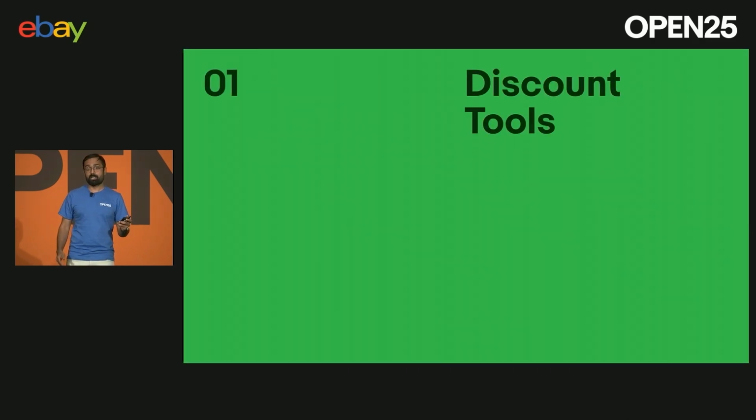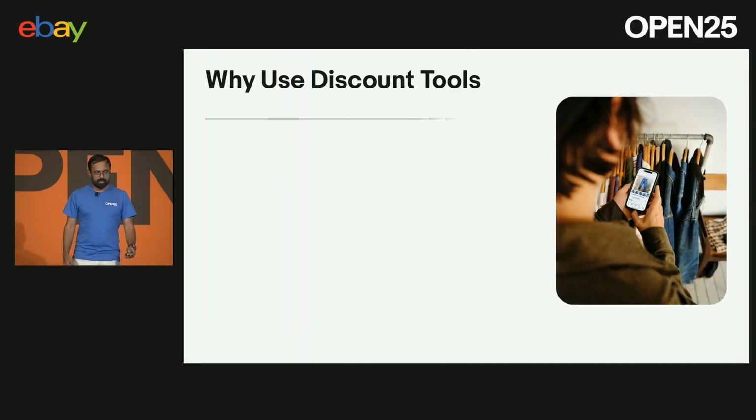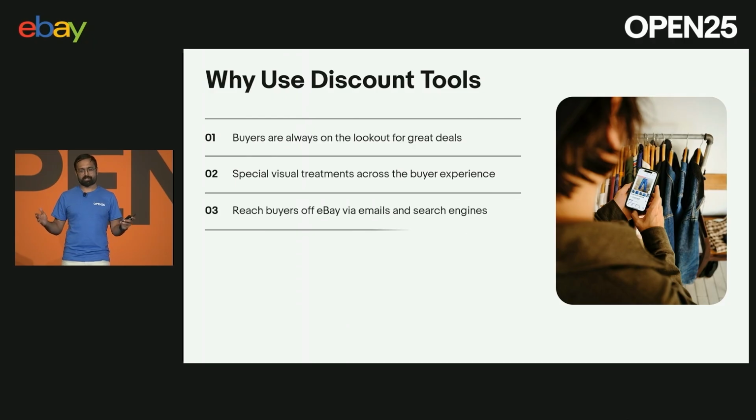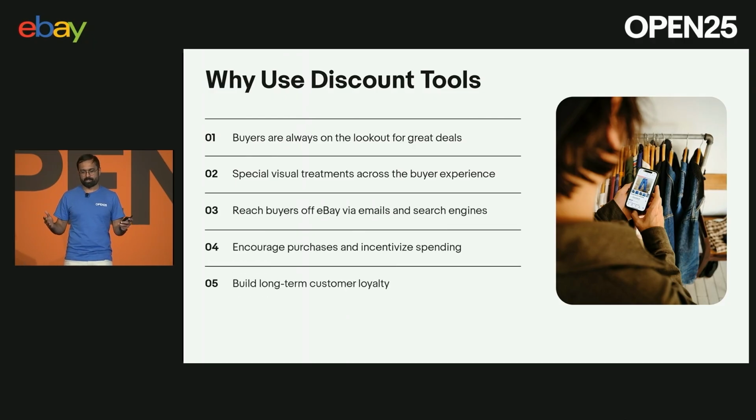Okay, so discount tools. I think a lot of you would have already dabbled into these discount tools, but today you're going to learn how to use them strategically. So before we go into the details, why discount tools? Why do they matter? Discounts really catch attention. They help you convert browsers into buyers. They help your listing visually stand out on eBay and also off eBay. Think about emails, push notifications, even Google search and Facebook Marketplace. You want your listings to stand out everywhere.